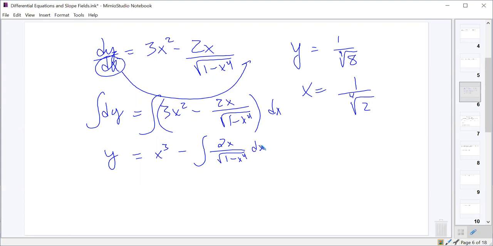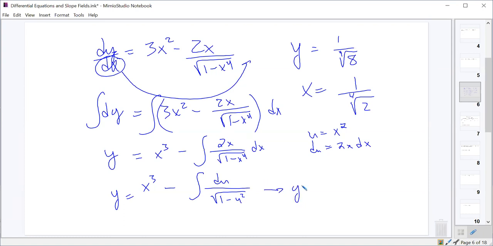And hopefully we see that if u was equal to x squared, du would be 2x dx. And if du was 2x dx, I'd get rid of everything up there except du now. And down here we'd have root 1 minus u squared, right? Because x to the fourth is x squared squared. And then this should be an integral off of your integral rule sheet, right? What does that integral become?